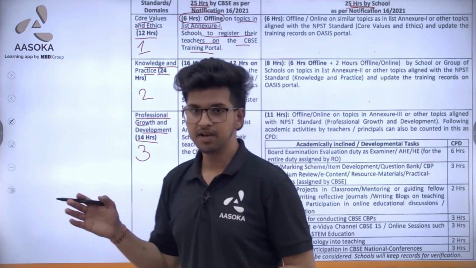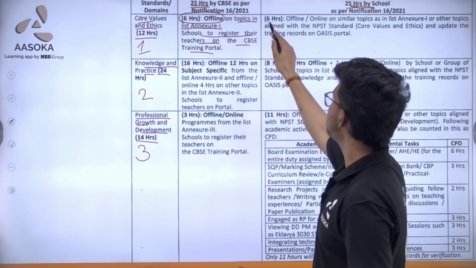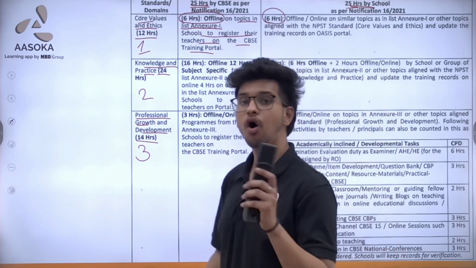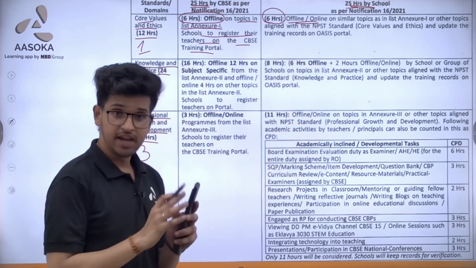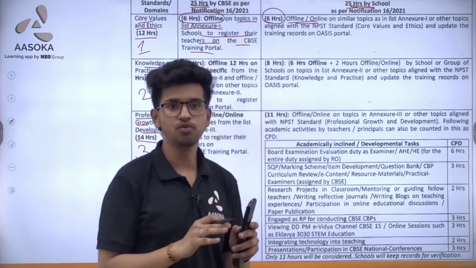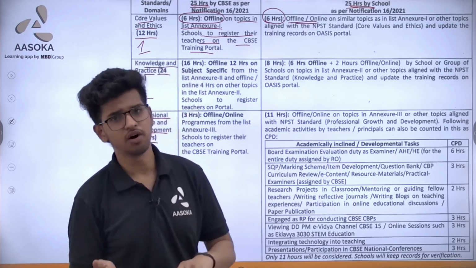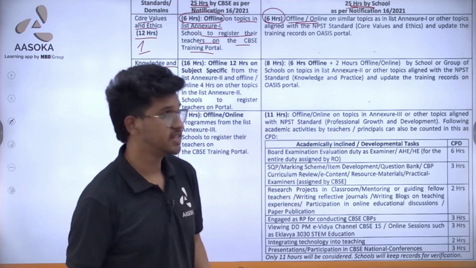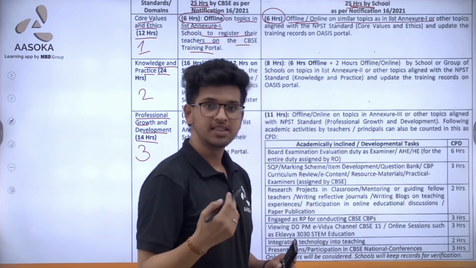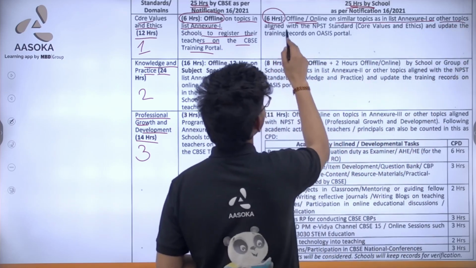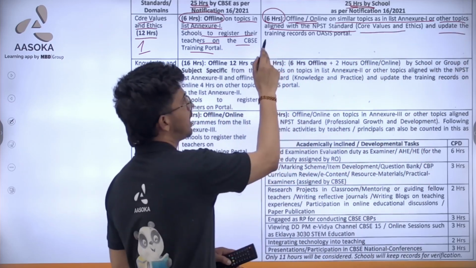Now similarly, in the similar portion you'll be finding when it comes to in-house training. So for in-house training, what you have to do is, again you have to complete 6 hours of either offline training or online training. So here you have a choice given here, that when there is any training which is being conducted in school or a group of schools, if they are organizing the training session together, then it can be either online or offline, but 6 hours of training should be there, in which again you have to focus on the topics that are given in annexure 1, or there can be other topics aligned with the NPST standard, which is core values and ethics, and then the schools have to update the training records on the OSS portal.